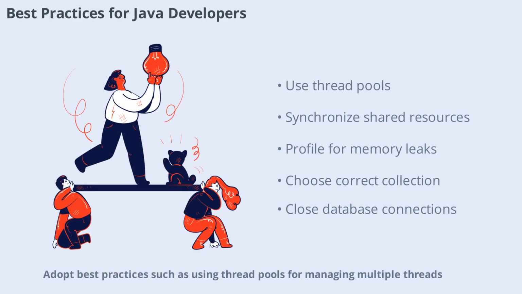Adopt best practices such as using thread pools for managing multiple threads, leveraging synchronized blocks for shared resources, and regularly profiling your application for memory leaks. Choose the most suitable collection based on your use case, and always close database connections to prevent resource leaks. These habits lead to more maintainable and high-performing Java applications.